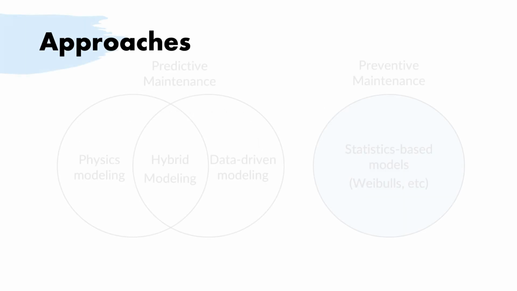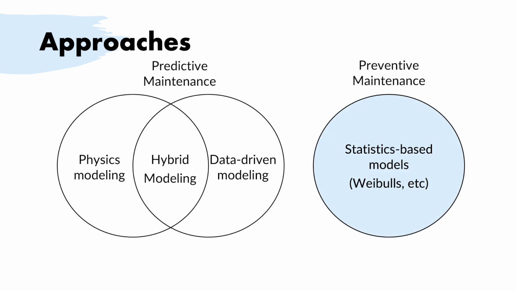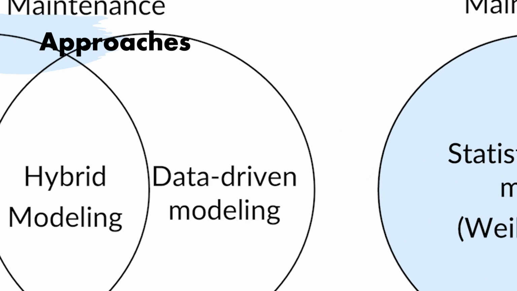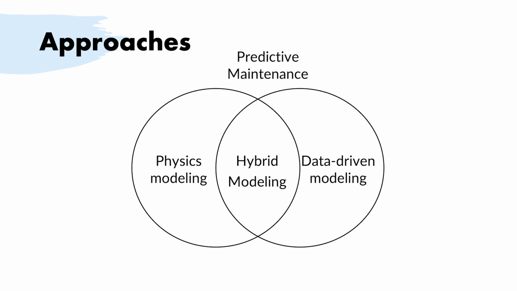When we were talking about preventive maintenance with the stochastic modeling and the Weibull distribution and all of those tools, we were talking about statistics. So the approach was to use statistics to do preventive maintenance, to define the fixed time intervals. In predictive maintenance, we have three fundamental approaches. The physics-based, where we use mostly physics to understand when the failure is going to occur. The data-driven model that uses machine learning and artificial intelligence. And the hybrid modeling that uses a mix of physics and data-driven.